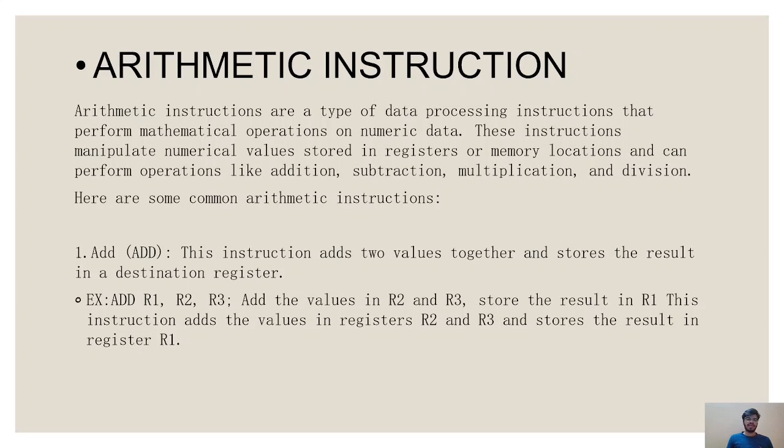First one is ADD. This instruction adds two values together and stores the result in a destination register. Example, ADD R1, R2, R3 adds the values in R2 and R3 and stores the result in the register R1. This instruction adds the values in registers R2 and R3, stores the result in register R1.